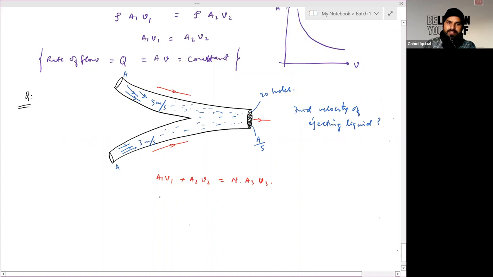Let's say we have area A1 as A, velocity in this segment 5. A2 is still A, velocity in this segment is 3. Number of holes 20, each having area A by 5, velocity V3. So 5A plus 3A, it will become 8A equals to 5 into 4, 20, 4A times V3. So V3 will be equals to 8A divided by 4A, which will be just 2 meters per second.